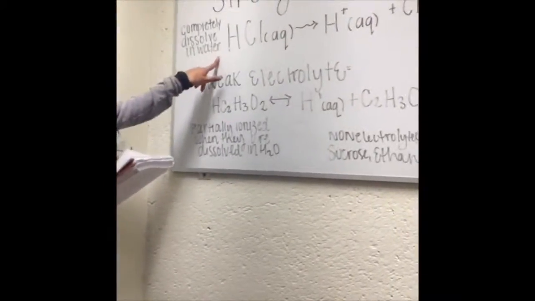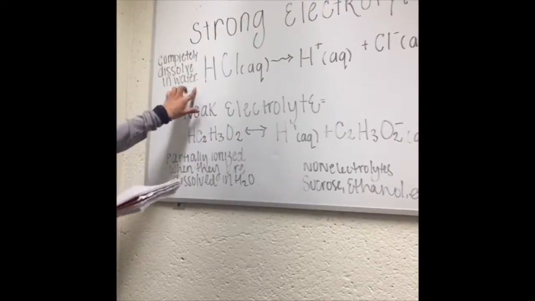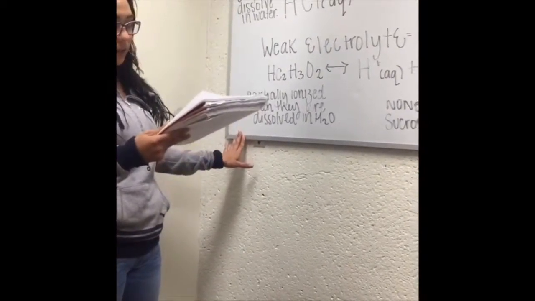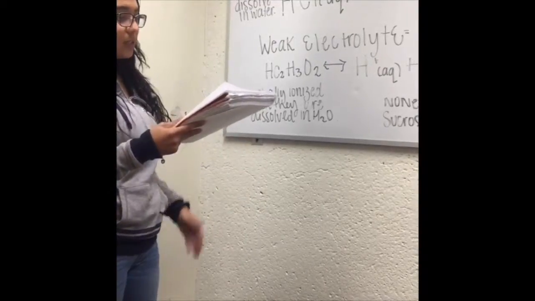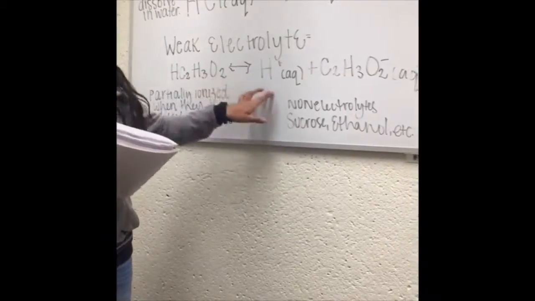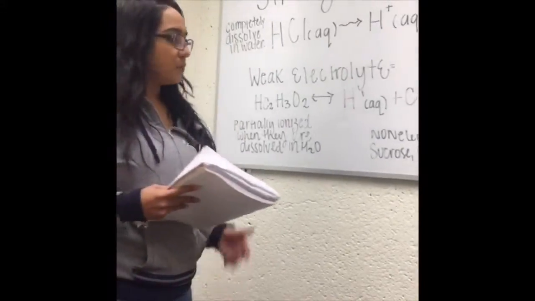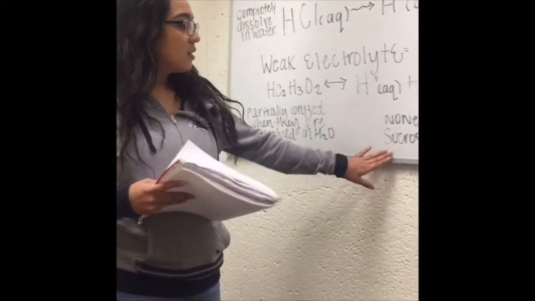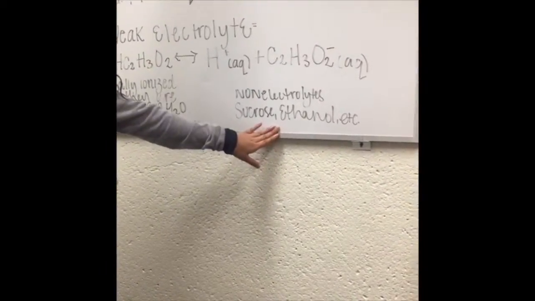Here's an example of strong electrolytes, and they completely dissociate and have no tendency to recombine again. For weak electrolytes, this reaction is significant in both directions because it has chemical equilibrium, as they do not dissociate completely like strong electrolytes. And non-electrolytes do not dissociate at all in water, and some examples are sucrose, ethanol, and more.